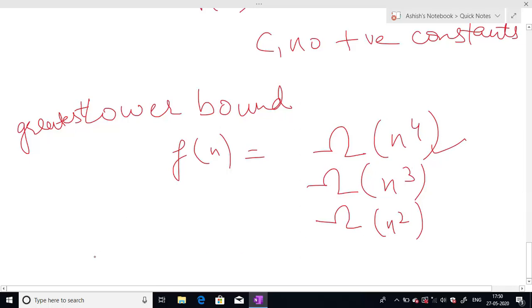It is used in the best case analysis of the algorithm. As big O is used in the worst case analysis of the algorithm, similarly big omega notation is used in the best case analysis of the algorithm.